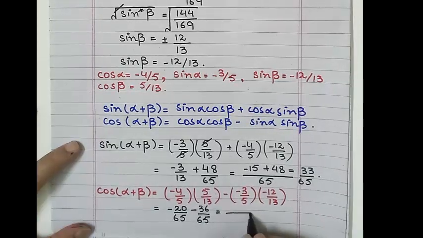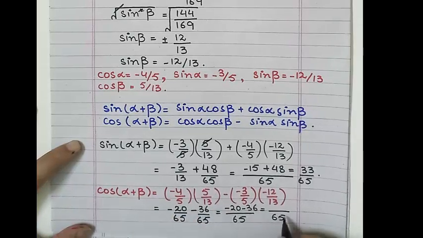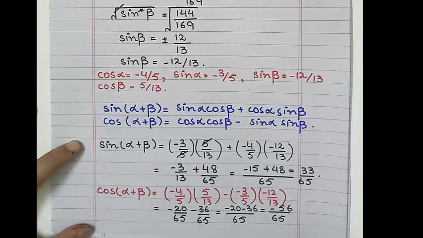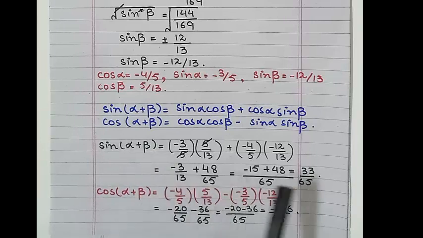So taking LCM, which is 65, minus 20 and minus 36, which is equal to minus 56. So this is the value for cos alpha plus beta, minus 56 over 65, and the value of sine alpha plus beta is 33 over 65. So this is how we find the value of sine alpha plus beta and cos alpha plus beta when we are given the value of tan alpha and cos beta.